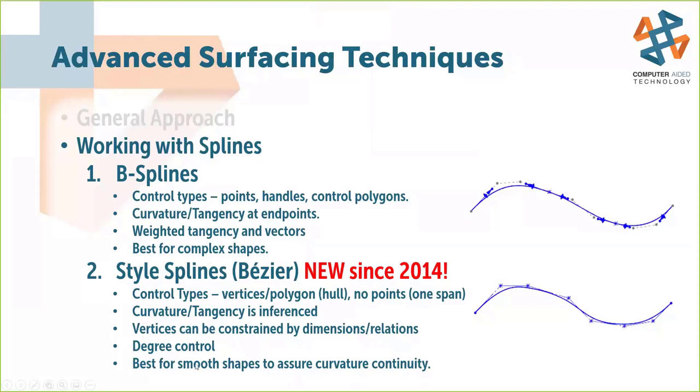So these types of splines are really best used for smooth shapes where you just need a transition from endpoint to endpoint. Most times when I use these, they're simpler control polygons where I just need to control maybe a quick transition from edge to edge. So that's the Bezier type curve.